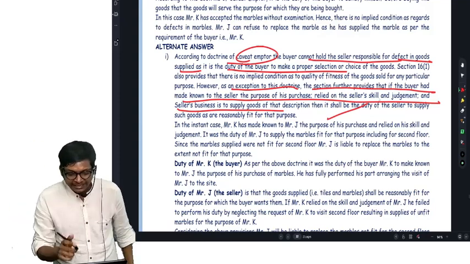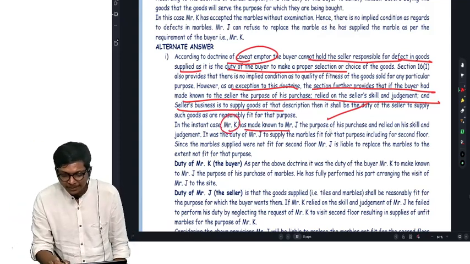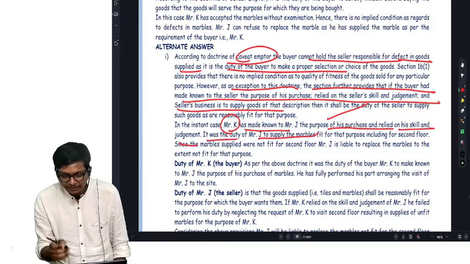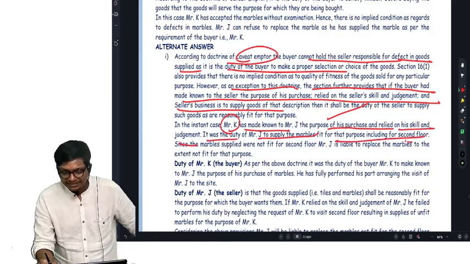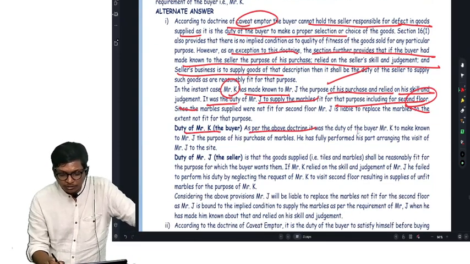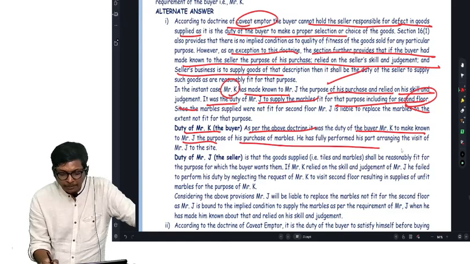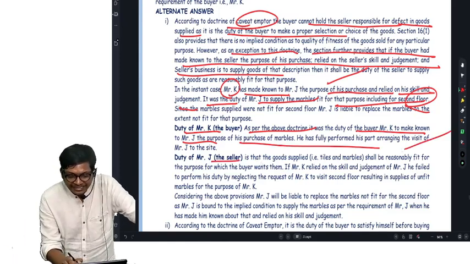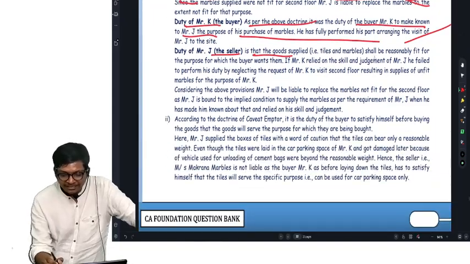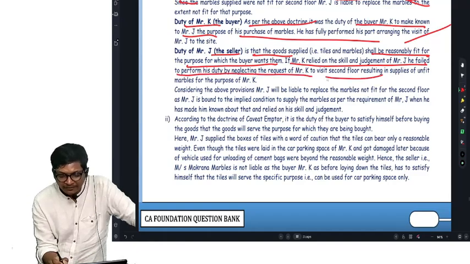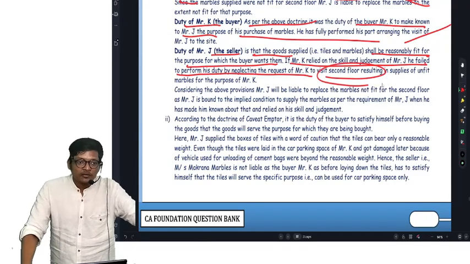He did not see. In the instant case, K made known to J the purpose of his purchase and relied on his skill, and it was the duty of J to supply marbles fit for the purpose, including the second floor. As per the above doctrine, it was the duty of the buyer to make known to J the purpose of his purchase. He said it, he told why he is buying. The duty of the seller is that goods shall be reasonably fit for the purpose. If K relied on skill and judgment, J failed to perform his duty by not visiting the second floor.